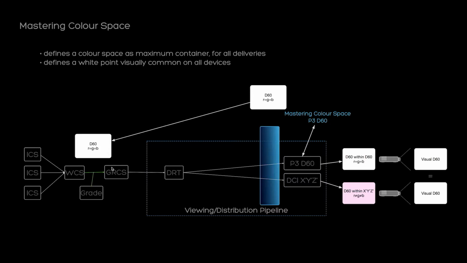This mastering white point then will be reproduced on all of the deliveries, no matter what the technical white point of any given delivery might be. And we are doing this with a new chromatic adaptation transformation. So here are some examples.